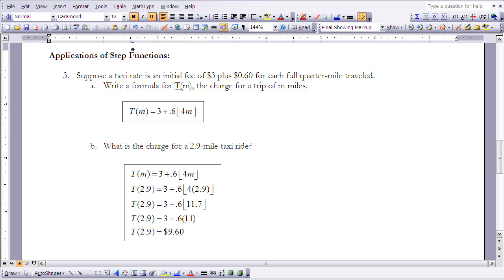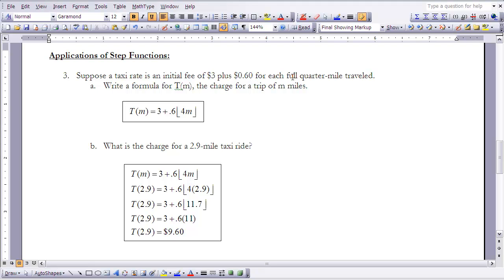Finally, I'd like to look at an application of a step function, a situation with a taxi. Suppose a taxi rate is an initial fee of $3 plus 60 cents for each full quarter mile traveled. They only charge you for a quarter mile if you complete that full quarter mile. Write a formula for T of M, the charge for a trip of M miles.